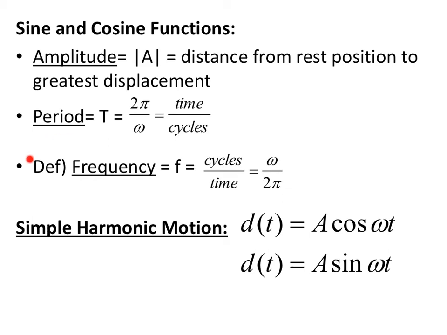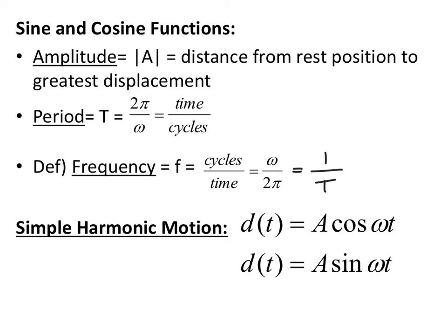This new thing we're going to talk about is frequency. Period is how much time passes per cycle, versus frequency, which is the reciprocal of that. It's how many cycles pass in a certain amount of time. So it's 1 over the period, or omega divided by 2 pi.